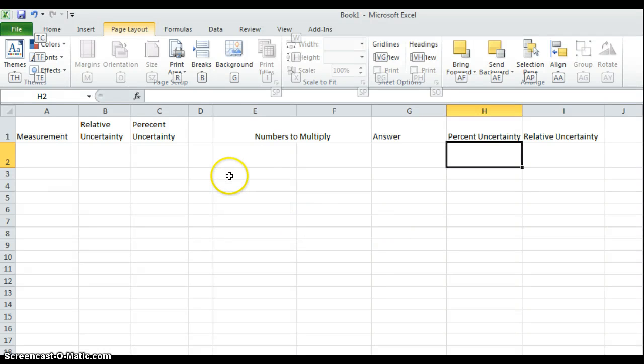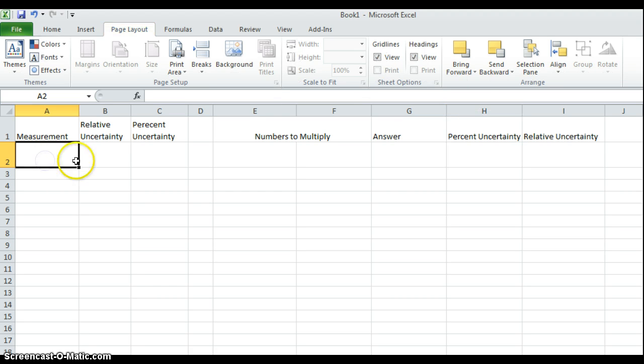In IB chemistry, when you're writing a DCP lab, it's important that you represent any uncertainty that you make in measurements or that you make during a calculation. One of the tools that could help you do this is a spreadsheet. I've created this spreadsheet in Excel, though any spreadsheet program can do all of the functions that we're looking at today.